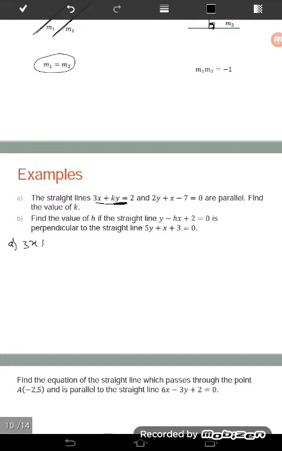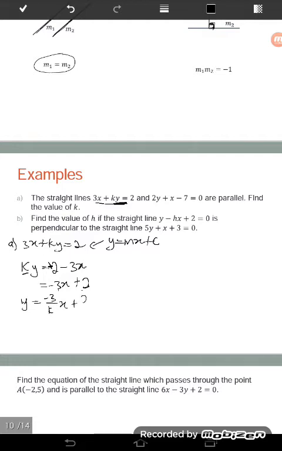Okay, so 3x + ky = 2. Macam mana nak cari kecerunan? Tadi macam mana? So we have y = mx + c. So we need to rearrange this equation of line in the form of y = mx + c. So we have ky = 2 - 3x, or equal to -3x + 2. Biasa kalau tak ada simbol ni dia positif, so that's why +2. And then k bring to the right become divide. So y = -3/k x + 2/k.